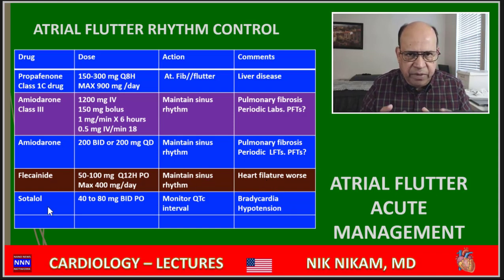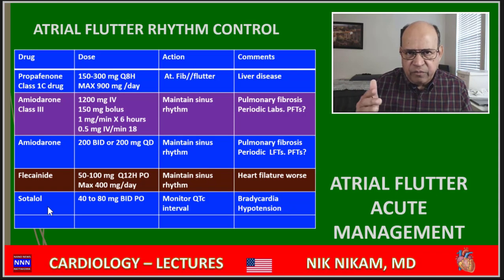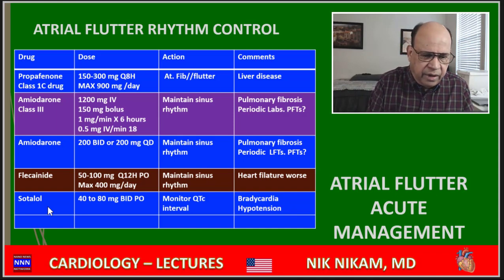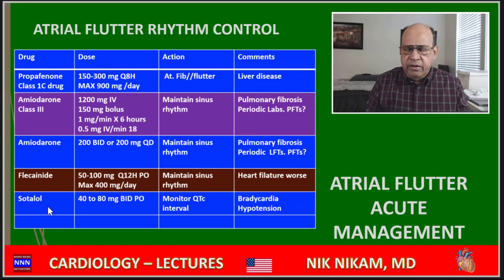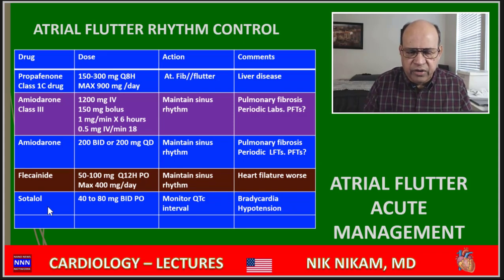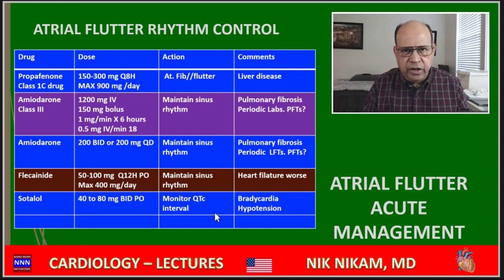Sotalol is like a beta blocker. It reduces AV conduction. It is used in a dose of 40 to 80 milligrams twice daily. A significant side effect of sotalol is bradycardia and hypotension, especially in patients with a compromised left ventricular function. It can further aggravate their condition because of slowing of the heart rate and hypotension. We also need to monitor the QTc interval, as sotalol has a tendency to prolong the QTc interval.